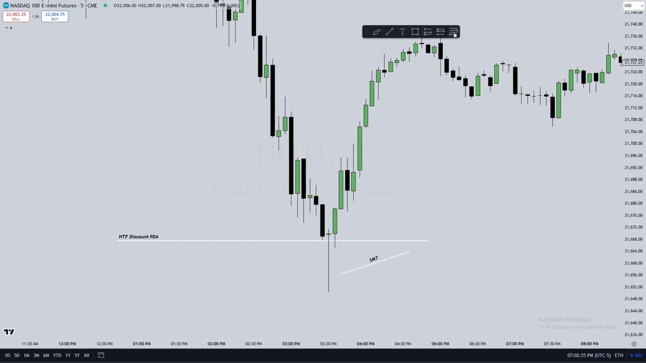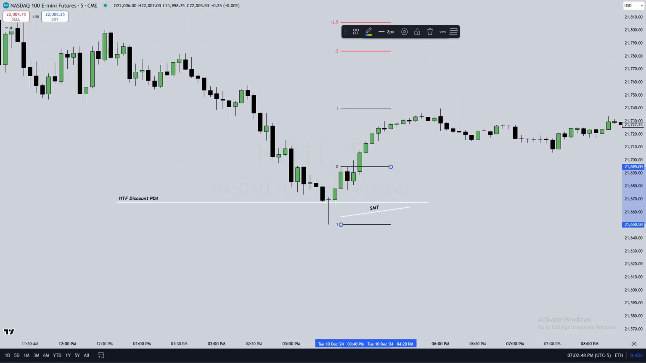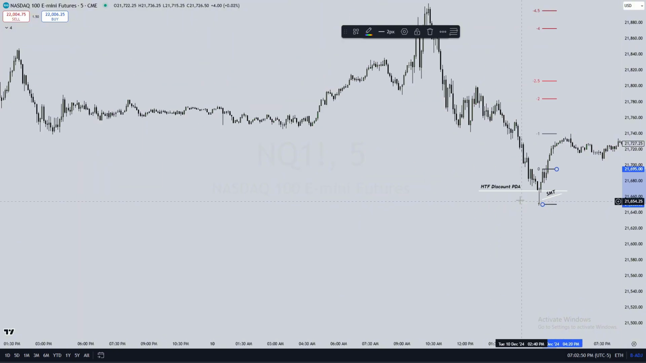So drawing our standard deviations is very simple. All we do is take our Fibonacci tool from this low to the lowest low and to the highest high. That was the last leg of manipulation, and we set it as that. And as we can see, we have this standard deviation placed now.